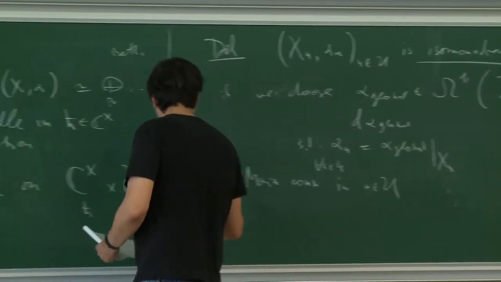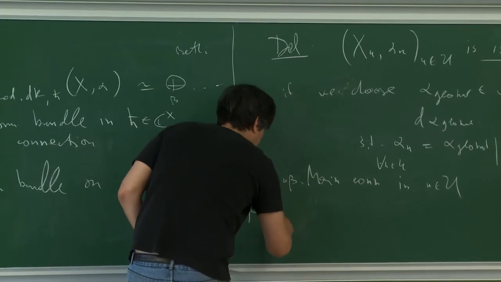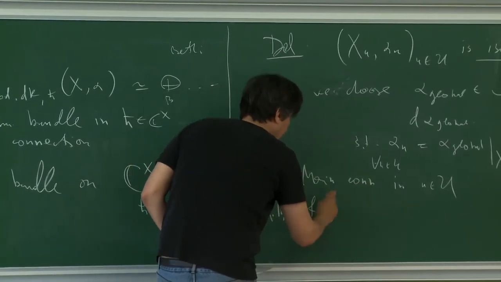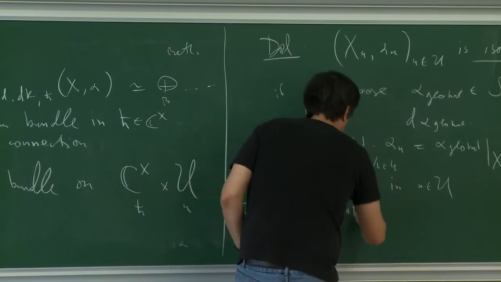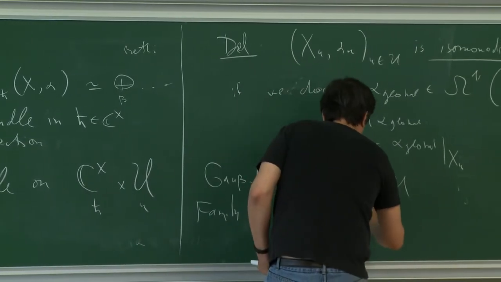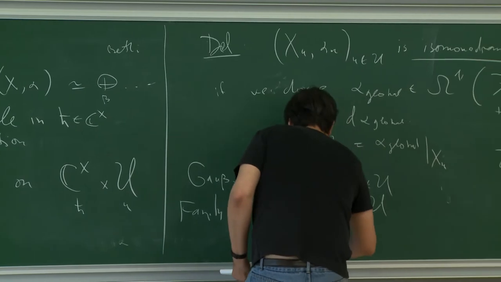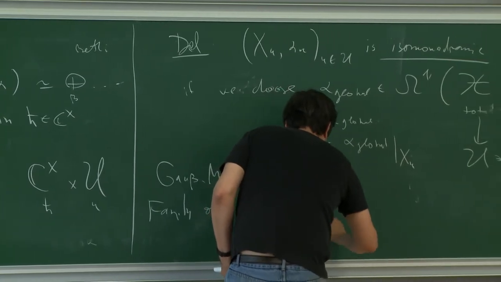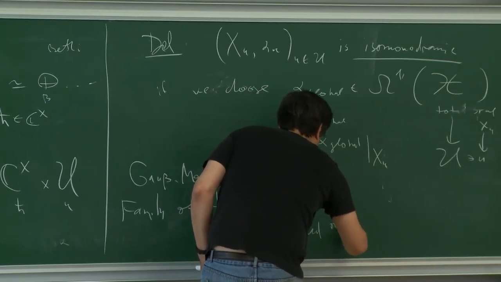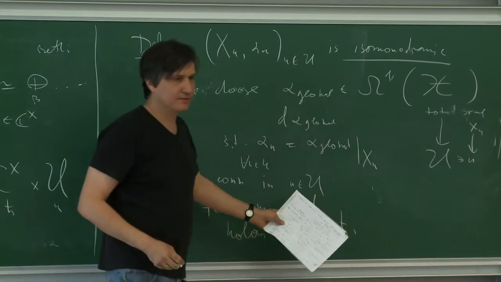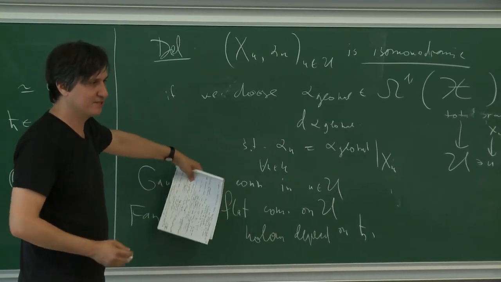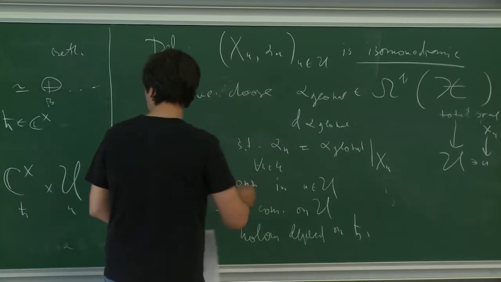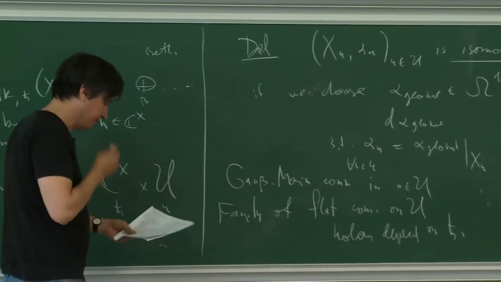So what we get is a family of flat connections on the parameter space, which holomorphically depends on h bar. In h bar there will still be no connections, so the connection will be in this product space only in this direction.